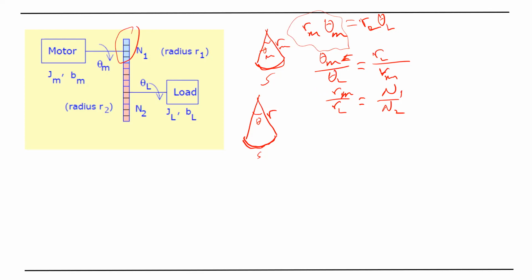Okay. Now, Doctor, so far so good until now, but there is a comment I want to address. The theta, or the angular position, of gear 1 and gear 2 are opposite to each other. What do you mean opposite? Theta M is minus theta L.